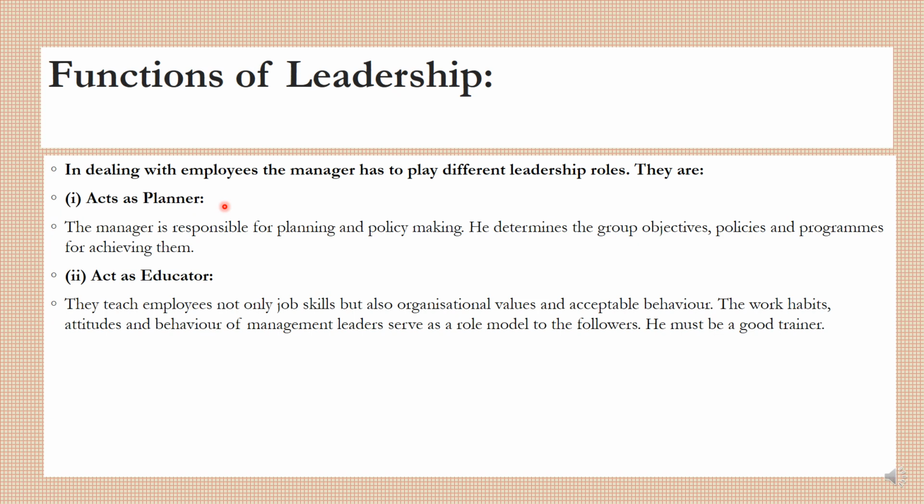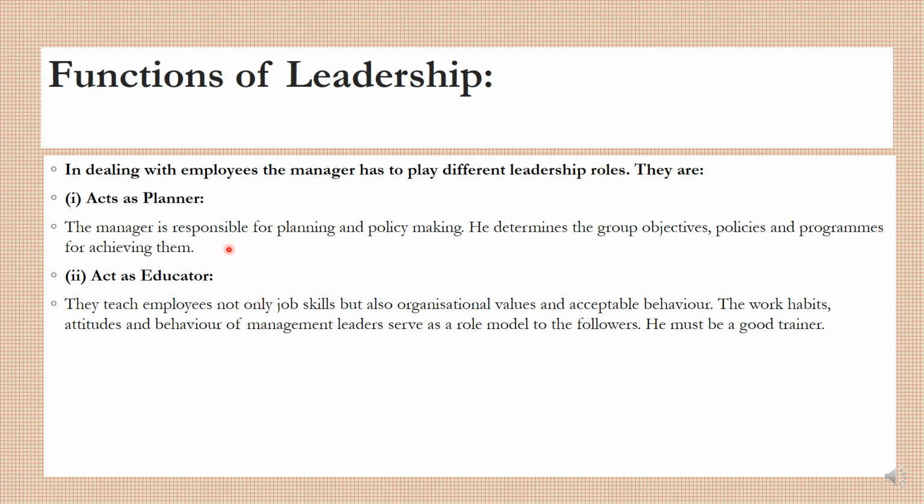He determines the group objectives, policies, and programs for achieving them, because we have understood the importance of planning in our previous chapters. Once you are adequately planned, then you can go on advocating those plans, communicating those plans, and then only can you expect the others to work on those plans. So, for a manager, it is very important that he acts as a planner if he wants to be a leader.